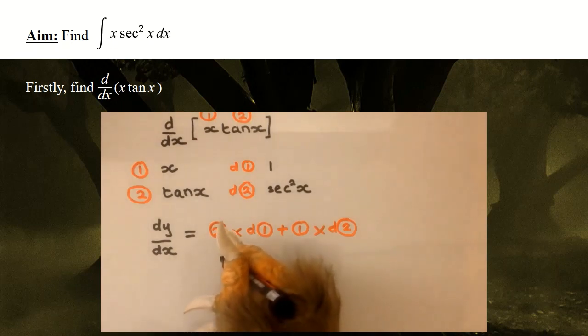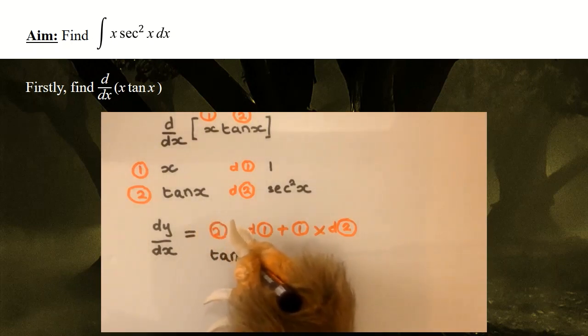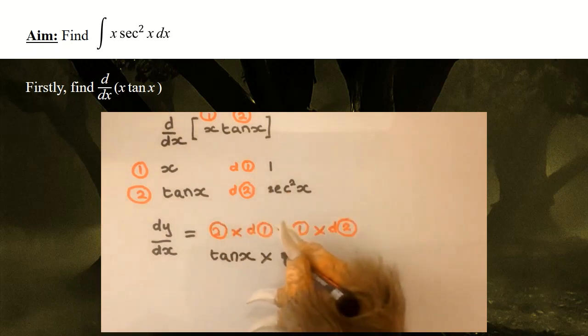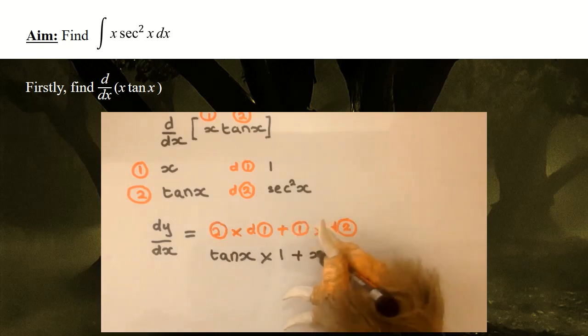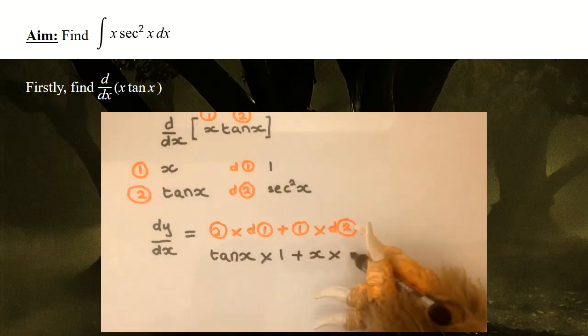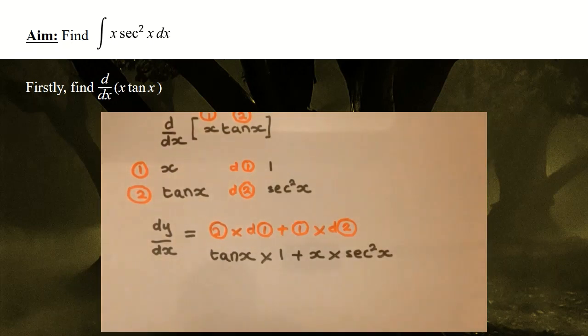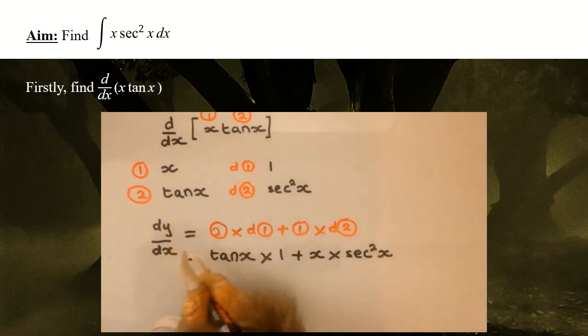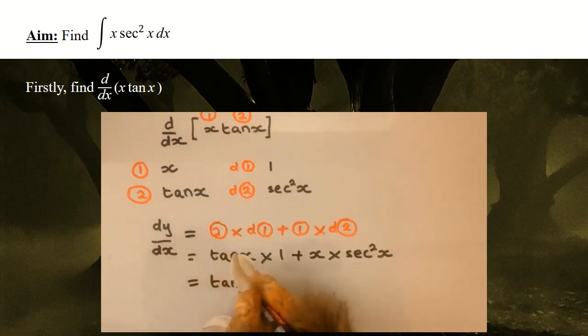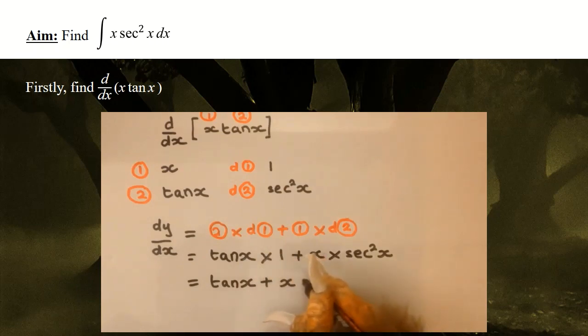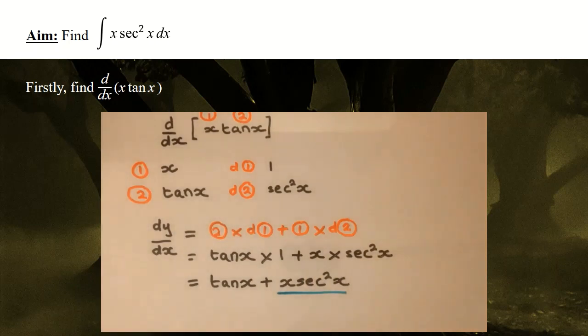So 2 is tan x multiplying d1, the derivative of 1, which is 1, plus first function, which is x, multiplying the derivative of 2, which is sec squared x. Okay, let's just remove the multiplication symbols. So that's going to equal, it's our final step, tan x plus x sec squared x. Now this is interesting because we have got the x sec squared x that was stated in our aim. Okay, so more about that in a moment.